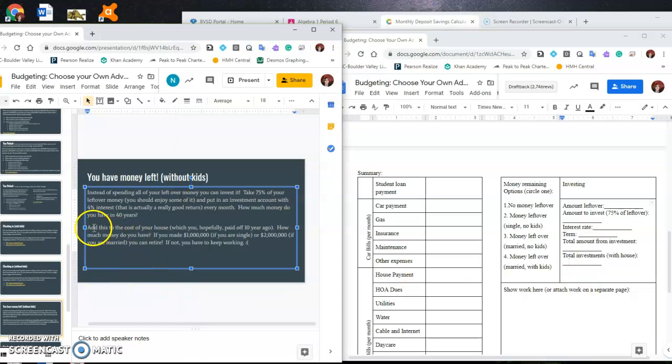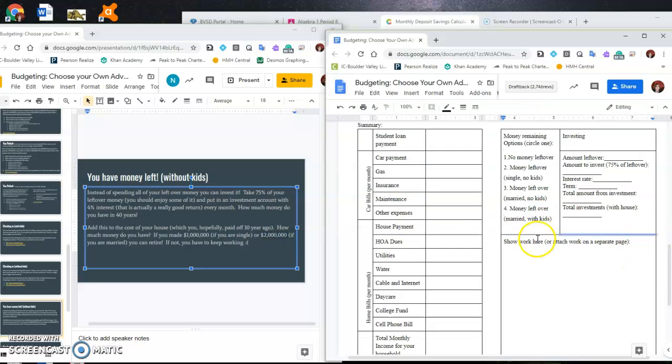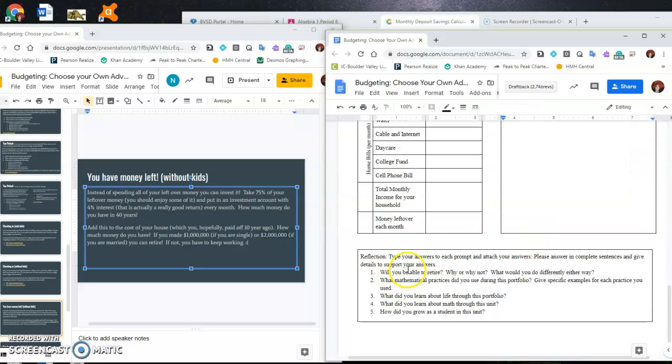And then it says to add that to our house, which was 450,000, and that would get us to $1 million. It wouldn't get us to 2 million if we were married. So in that case, we would not be able to retire. And then you'd come down here and do your reflection.